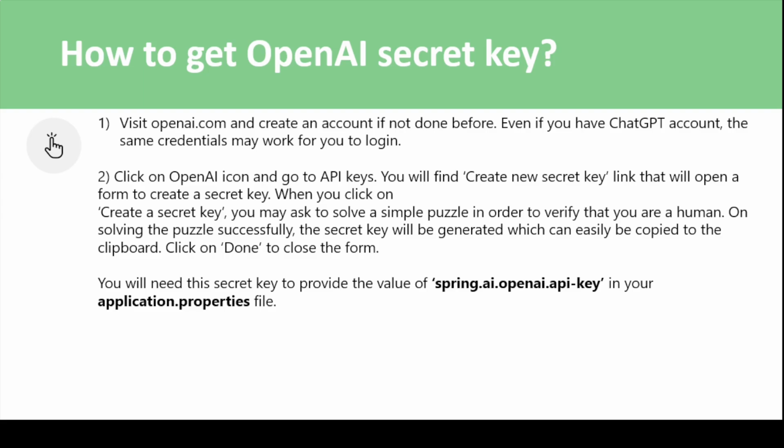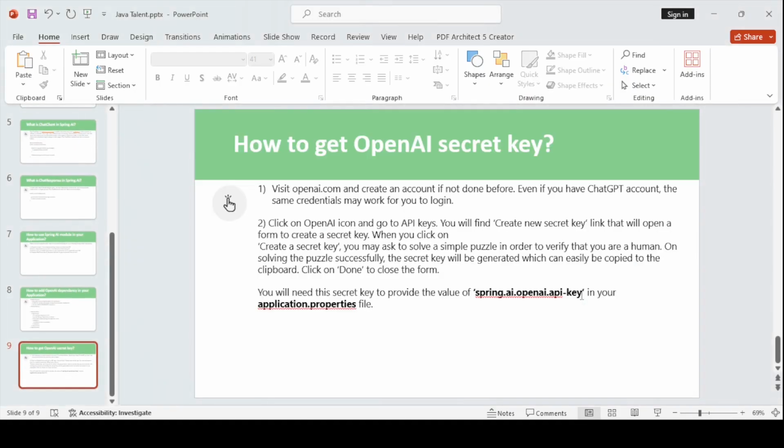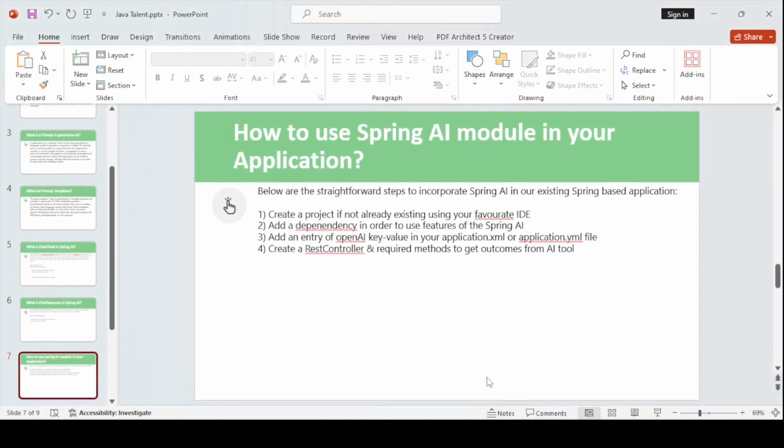file by providing the key as spring.ai.openai.api-key. This is what we have to use in our applications. So let's go and create one simple application. I will let you know what dependencies you have to use in your project.